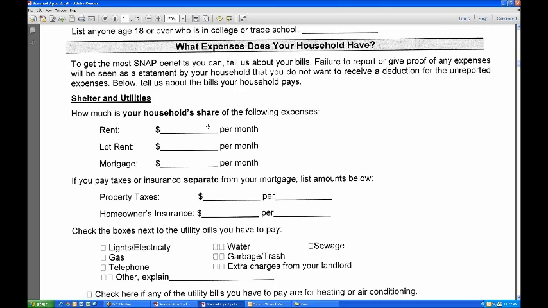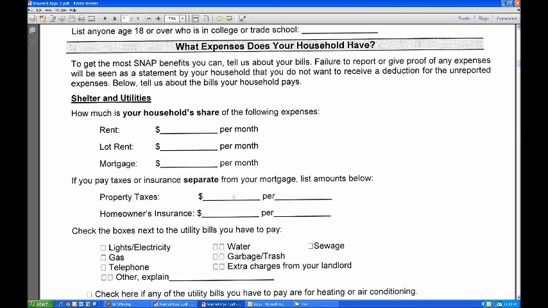This next section is about the household expenses, and this is really important to make sure that you don't shortchange them on their expenses, and listed here and has some kind of documentation with the application. So you would put down their household share of the following expenses.